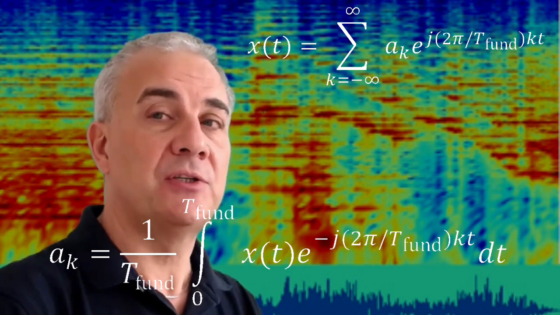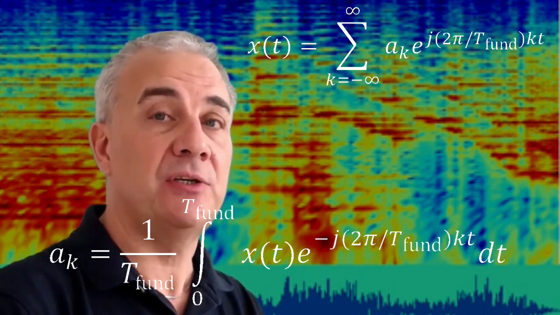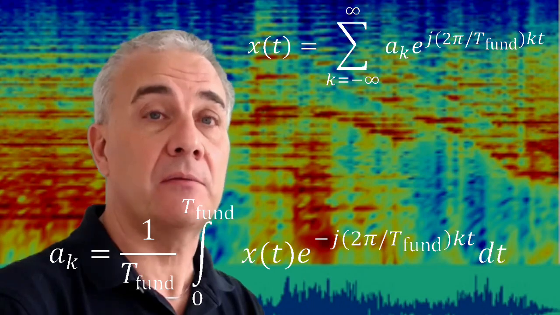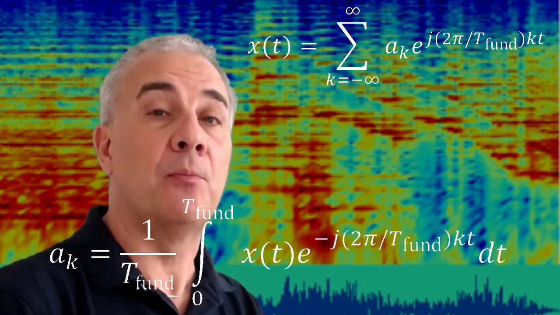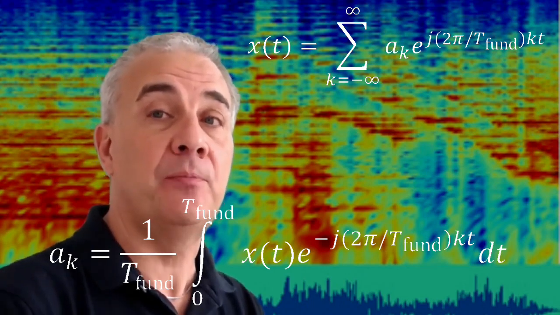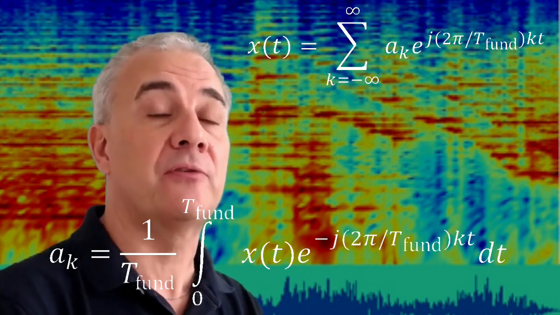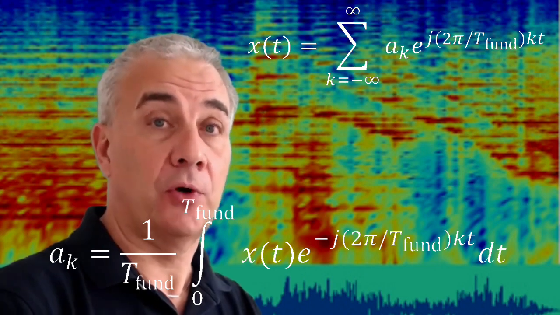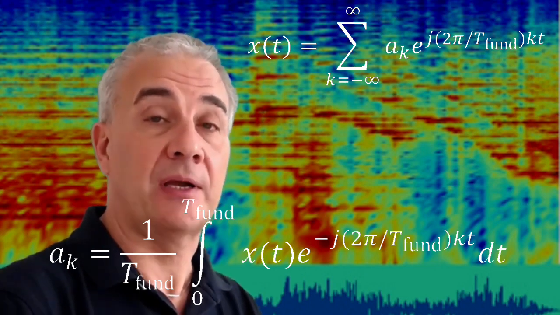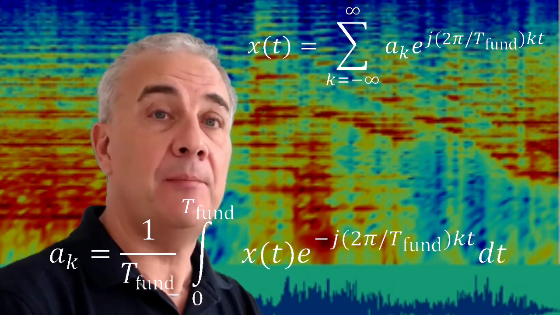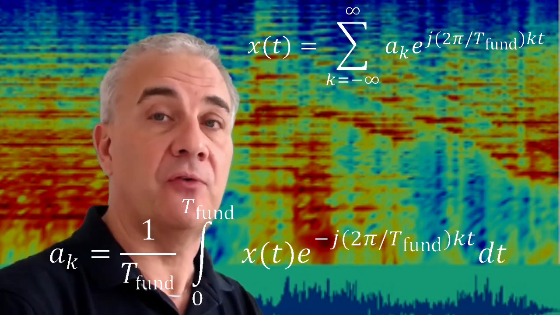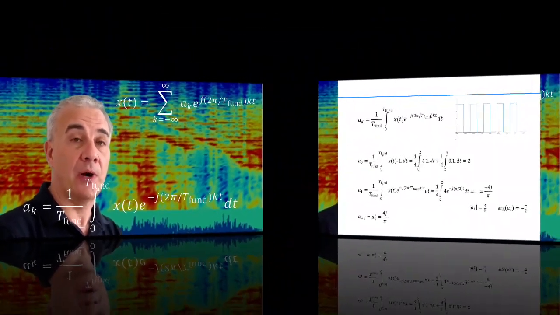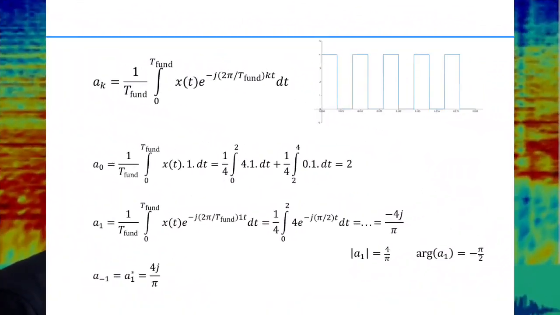If you look at this equation, then you clearly see the multiplication and the integration of the signal with, well, not a cosine, but a complex exponential of frequency 2 pi k over the fundamental period. This integral gives you for each value of k, in other words, for a frequency equal to k times the fundamental frequency, the amplitude and phase of the Fourier series coefficient. In the case of the square wave, this integral is quite easy to solve, even by hand. For more complex signals, we may have to rely on numerical methods.